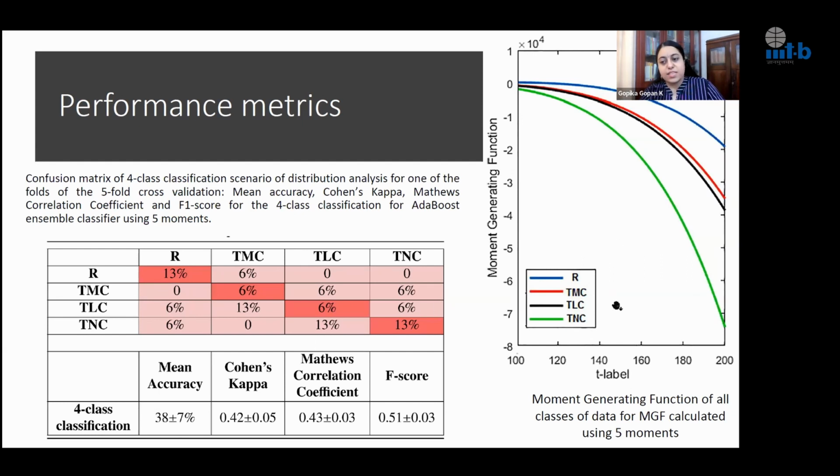On the right side, we see a sample of the 4 tasks' moment generating function versus the t value. And we have taken the t value for our analysis from 190 to 200, where we actually see significant differences between the MGF of the 4 tasks.